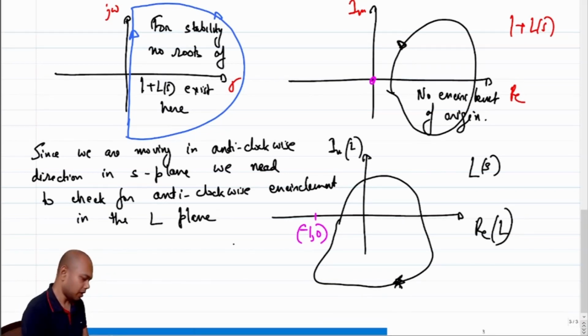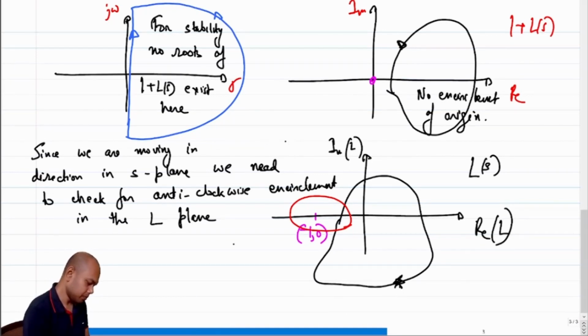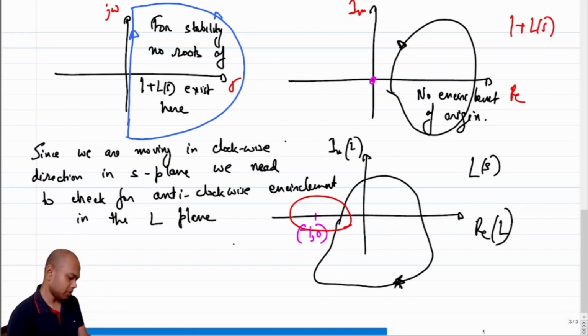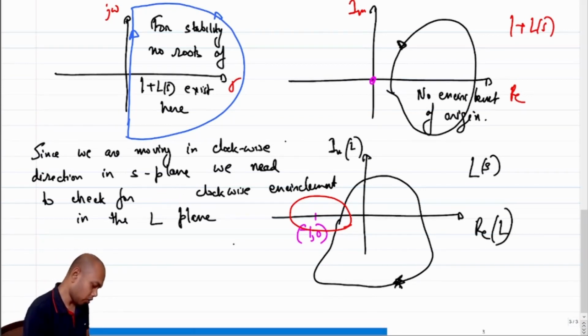So what I mean by that is that if, let's say, you find a contour which has a clockwise... I think I made a mistake here. Yeah, sorry, this should be clockwise encirclement, right? So this should be, since we are moving in the clockwise direction in the S plane, we need to check for clockwise encirclement in the L plane.